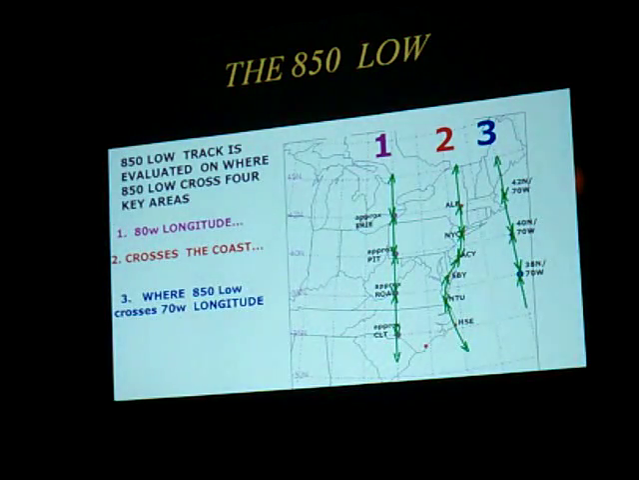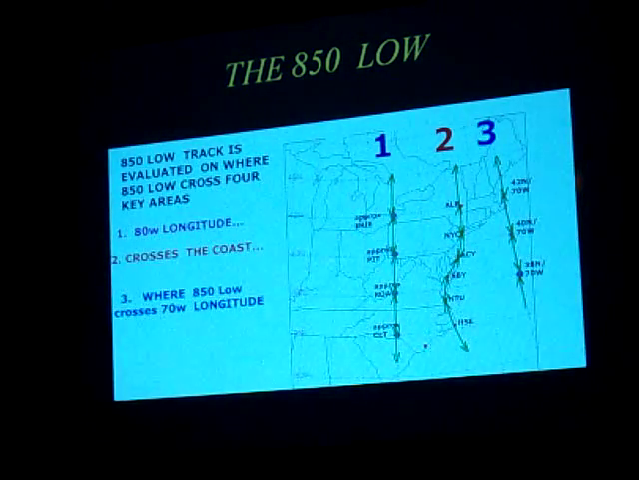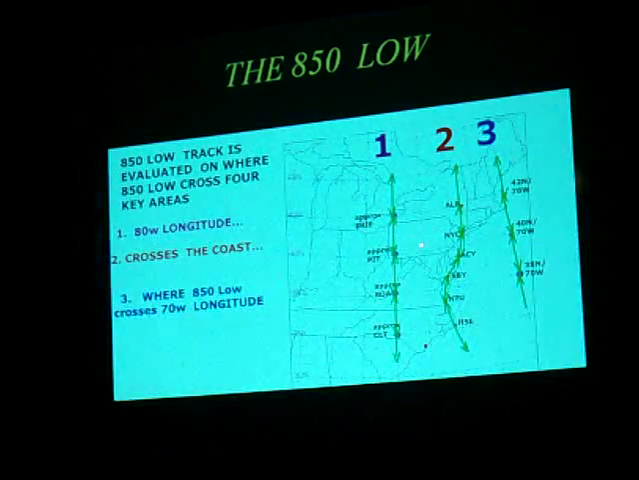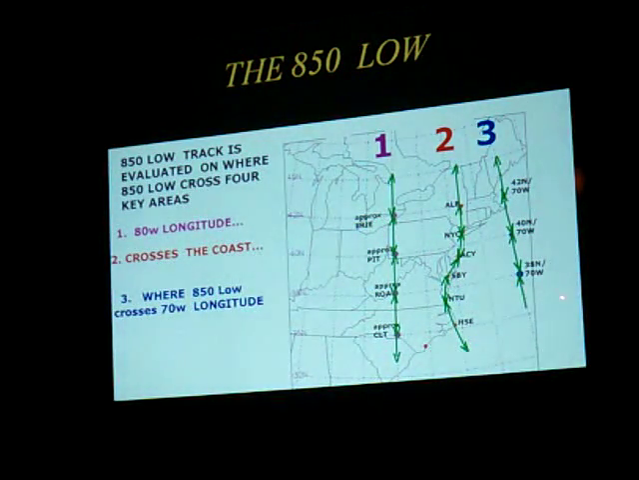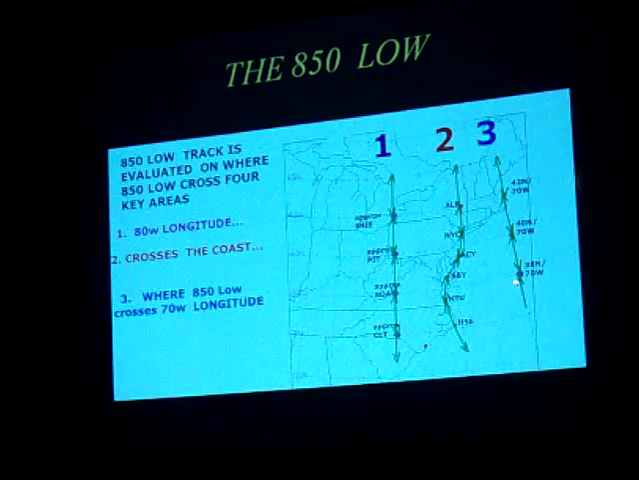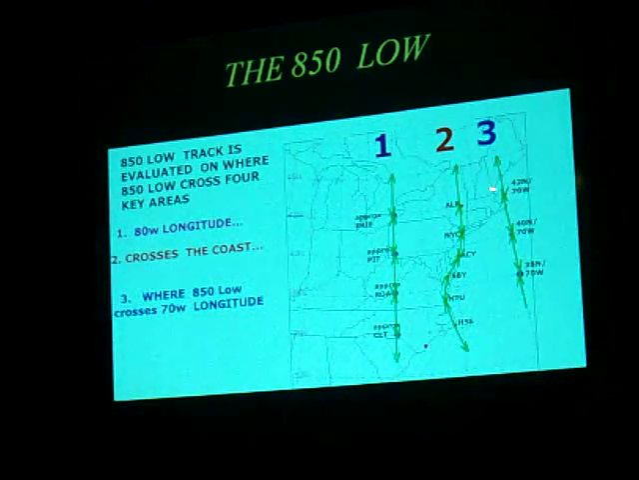So in other words, let's suppose you have an 850 track which does this. It tracks through Erie, Pittsburgh, goes down here through Salisbury, Atlantic City, then passes south like this. Well, what sort of track is that going to do? What area is that going to favor? So we'll want to be looking in this area.